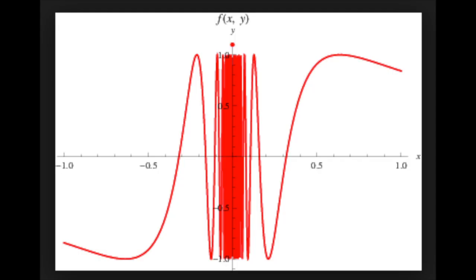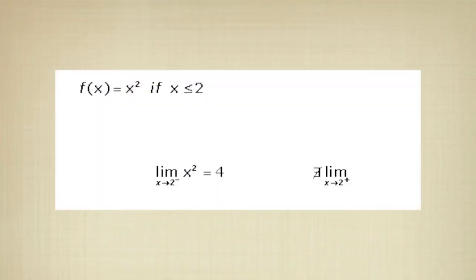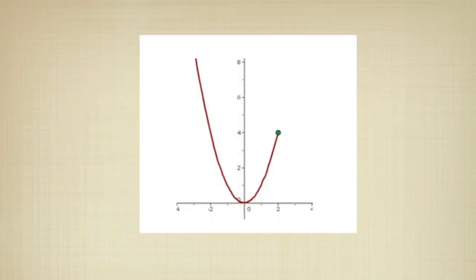The next type is an essential discontinuity. At least one of the one-sided limits does not exist. Here we have an example 1, where x squared if x is smaller than or equal to 2. At x equals 2, there is an essential discontinuity because there is no right side limit, shown here in the graph.